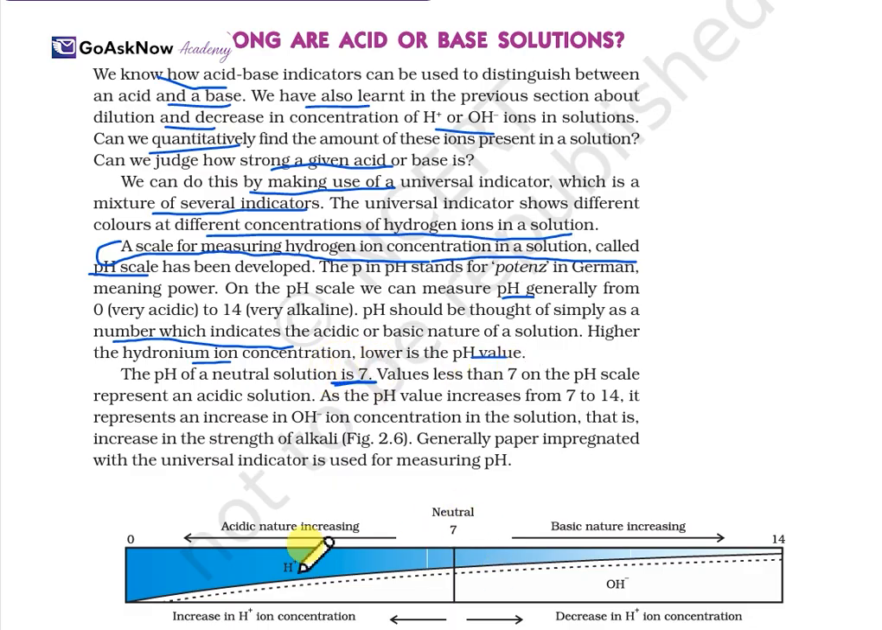A value less than 7 on the pH scale represents acidic nature. Whatever you get between 0 to 7 will be acidic. And as the pH value increases, whatever you get between 7 to 14, it represents an increase in OH minus ion concentration in the solution, which increases the strength of alkali. Generally, paper impregnated with universal indicator is used for measuring the pH.